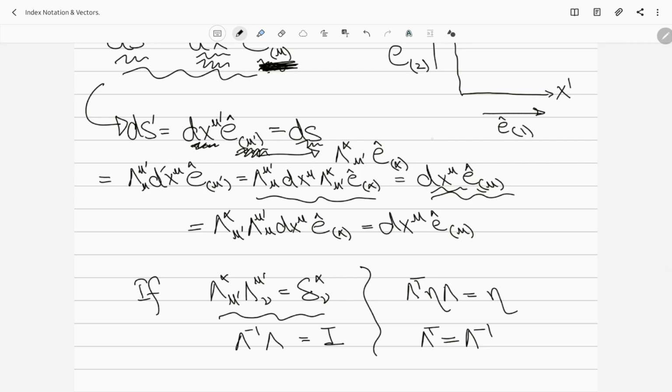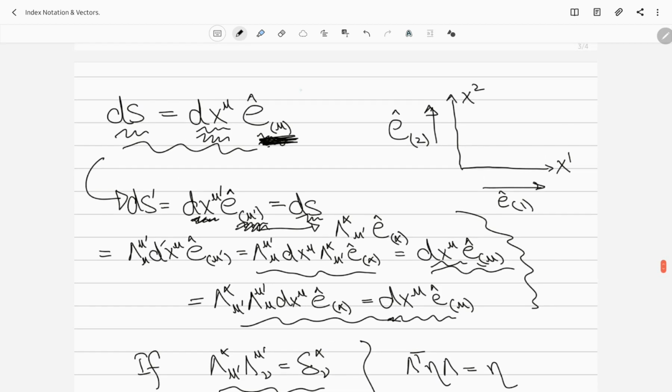But okay, in this one we needed a trick to see how these bases and this dx^μ transform. And we used this, and you can see that indeed with all of this, ds remained invariant, because this final expression that we had over here is the same as what we started with over here.